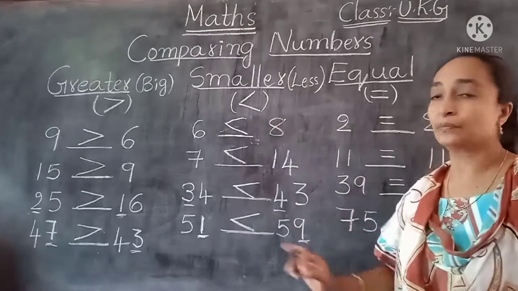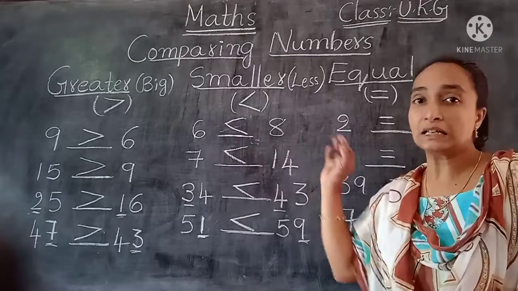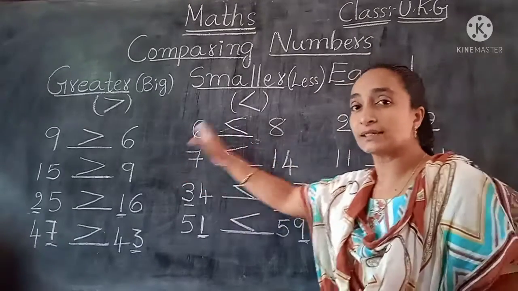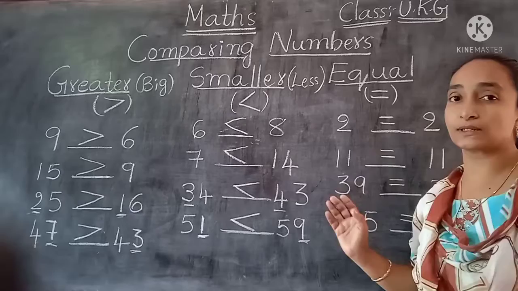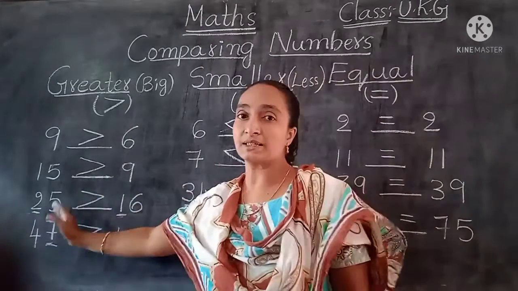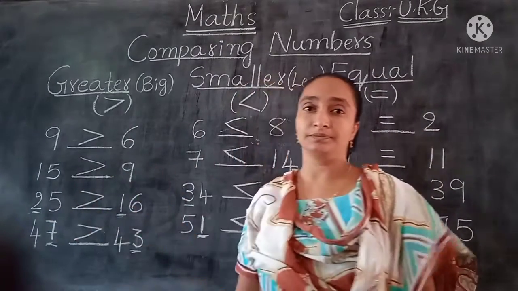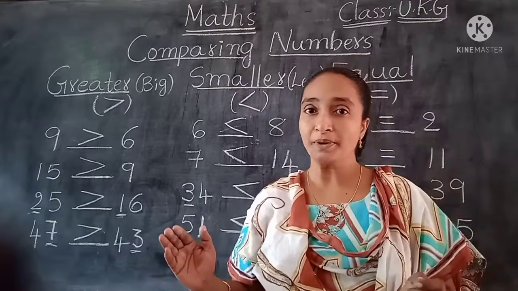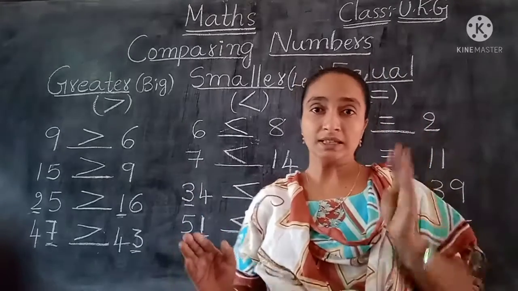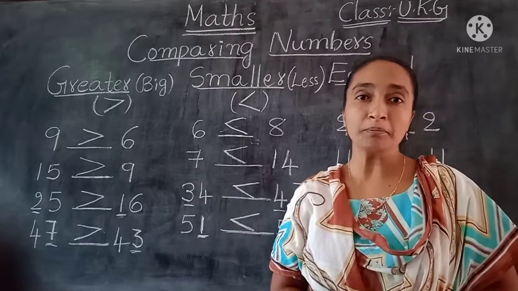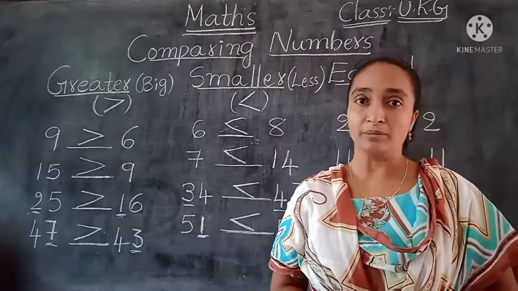So this we can keep. This symbol we can call less than. This symbol shows that this number is less than this number, and this symbol shows that this number is bigger than this number. Okay children, hope all of you understood this topic: greater than, less than and equal. This is called comparing of two numbers.